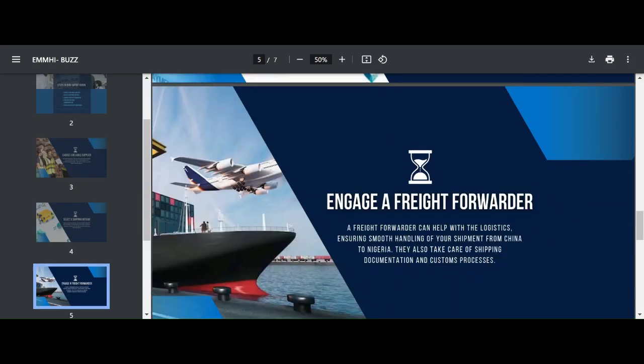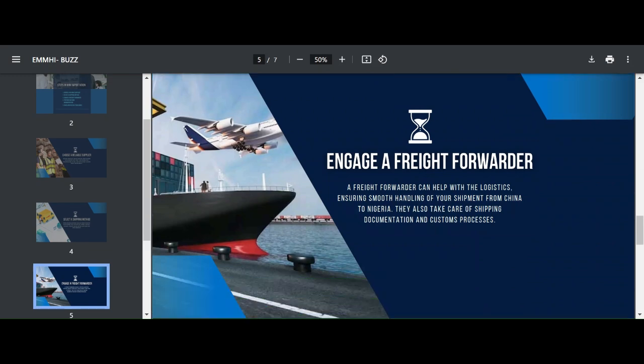So the third one is engage a freight forwarder. A freight forwarder can help you with the logistics, ensuring smooth handling of your shipments from China to Nigeria. They also take care of shipping documentation and the customs process. You don't need to engage in anything like paying custom duties yourself; they sort everything out.